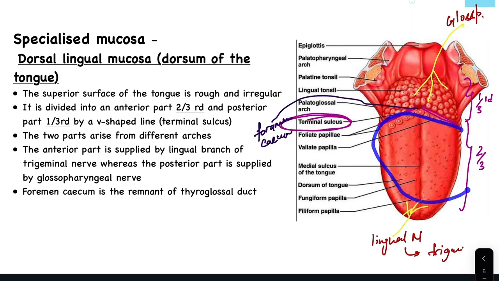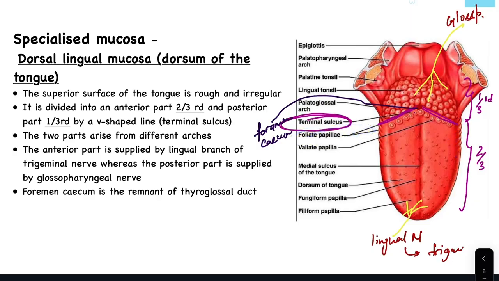Now the anterior part has papillae, and there are four types of papillae. First, we see these huge papillae. These ones are called circumvallate papillae. They are present just near this sulcus terminalis. Then we have foliate papillae. You see these arches towards the end on the lateral surface. There are some papillae in between these arches, and those are called foliate papillae.